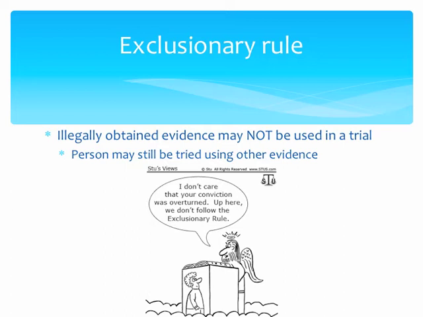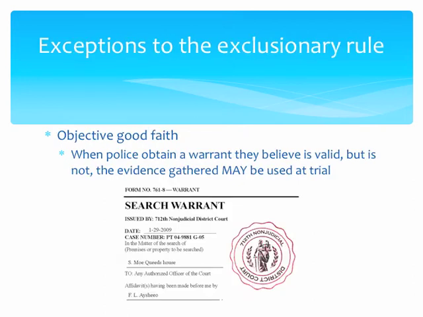You can still be tried in court, but they cannot use that evidence. So it's not that you automatically get to go away free, but they have to use other evidence against you. And yes, it is possible that maybe that was their best evidence that they had against the person, but the idea is that they would have to come up with other evidence. So they can still be tried, just not with that evidence.